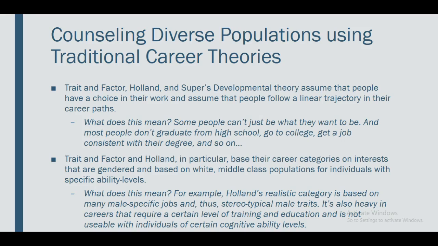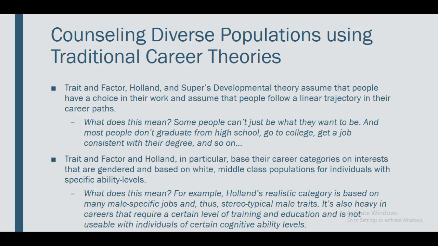First, let's consider the role of culture in traditional theories. The first theories I want to talk about are, again, the traditional ones. And remember, those ones are like trait and factor theories, Holland's interest inventories, and Super's developmental theory. Those theories assume that people have a choice in their work and assume that people follow a linear trajectory in their careers. That means that they're going from a major in college or training. Let's say they go to school to be a teacher and then they get a job as a teacher.